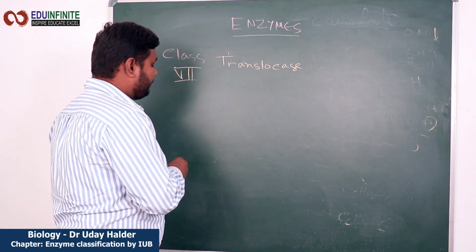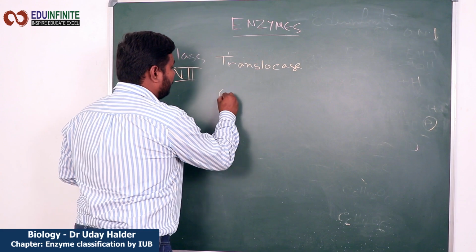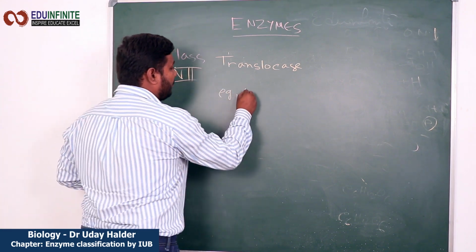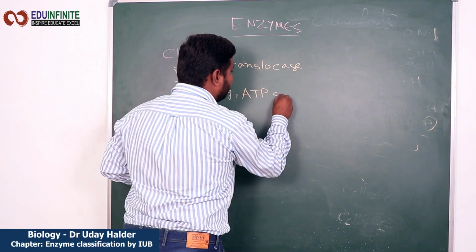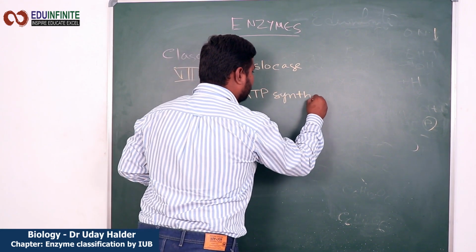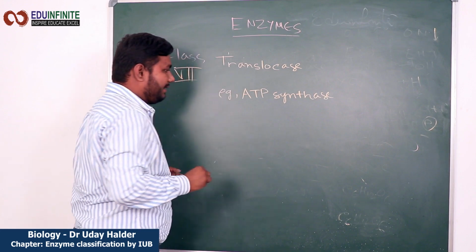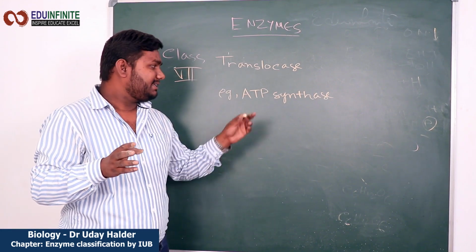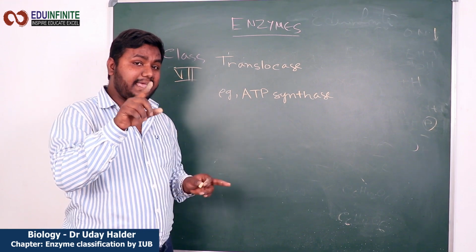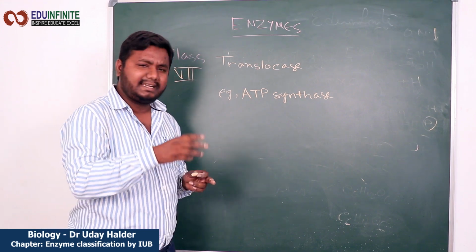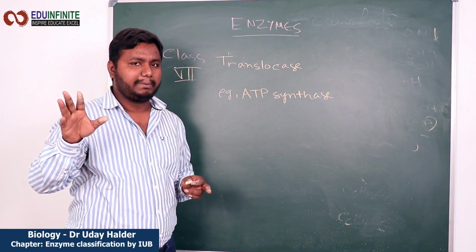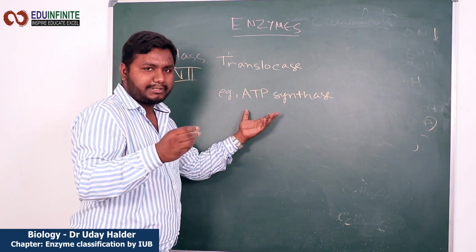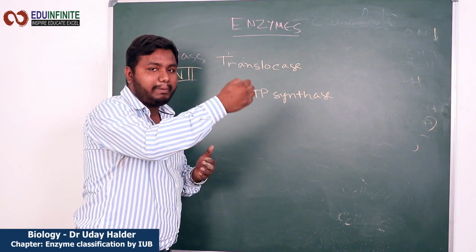Let me give you some examples. The famous example for this group of enzymes is ATP synthase. ATP synthase, you will find this enzyme in the mitochondria. It is present in that F0 particle actually, and it is associated with production of ATP, which you will learn later in ETS. But this enzyme is associated with hydrogen ion movement.